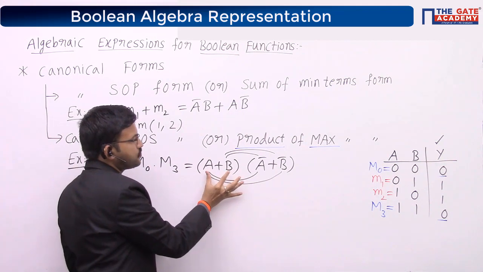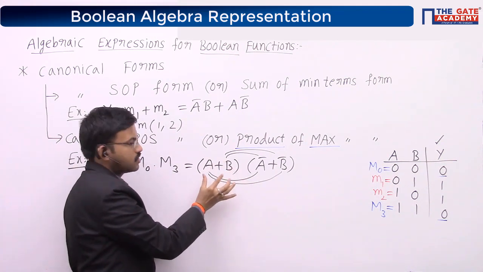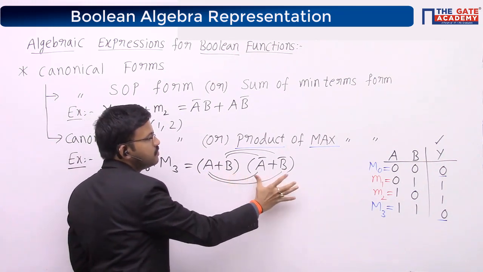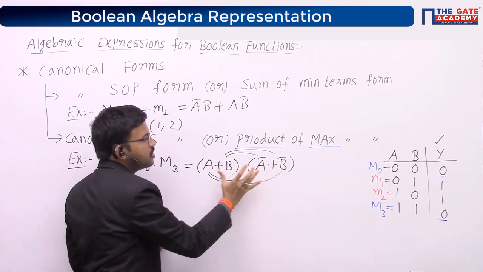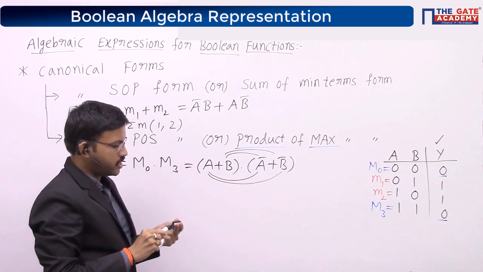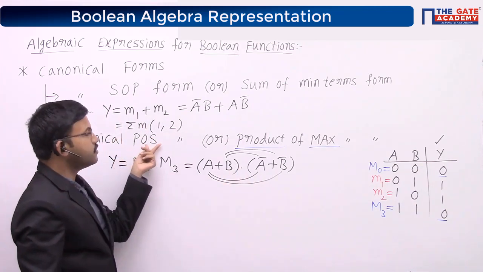Here if you observe, I am having sum terms. See, we are having the logical OR symbol, that means sum. This is one sum term, this is another sum term. These two terms are product together. That's why here we are calling it product of sums.